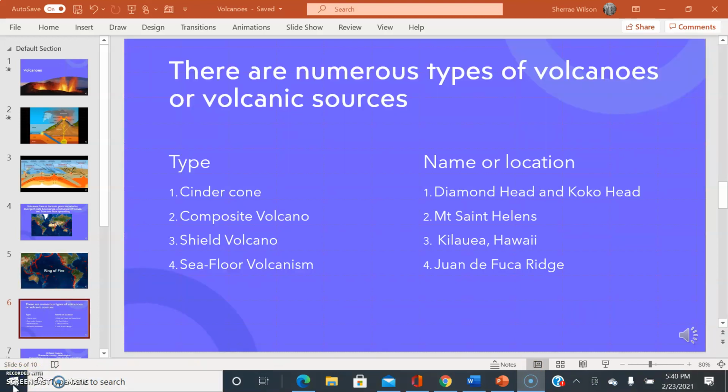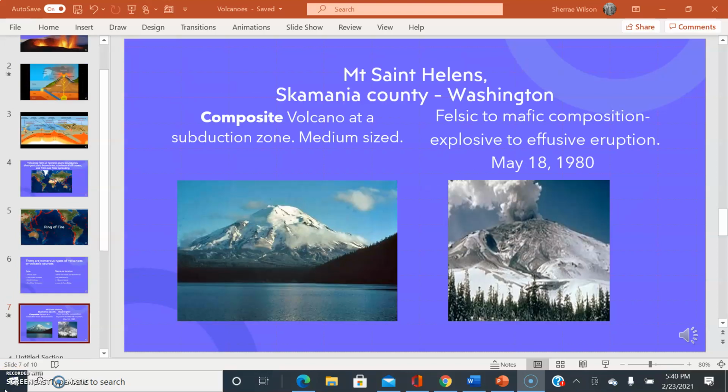There are numerous types of volcanoes or volcanic sources. The four volcanic sources that we will study or review are cinder cone, composite, shield, and seafloor volcanoes. Once again, volcanoes occur along both subduction and rift zones.